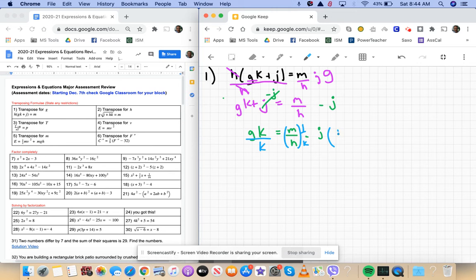And then multiply by 1 over k. And then we end up isolating g now, which is what we wanted. And we have m over hk minus j over k. And there are other variations of that as well.